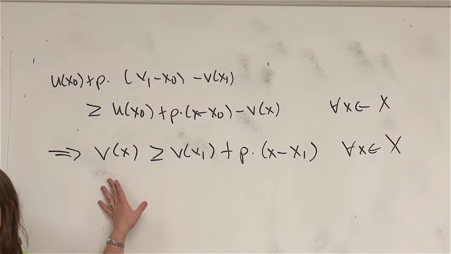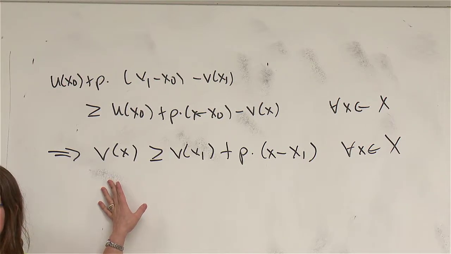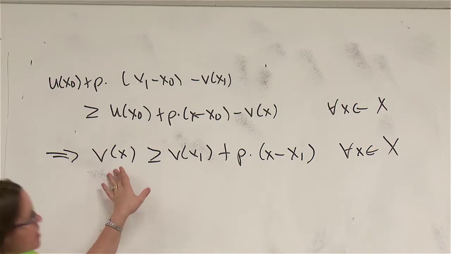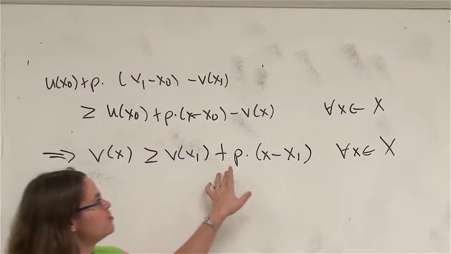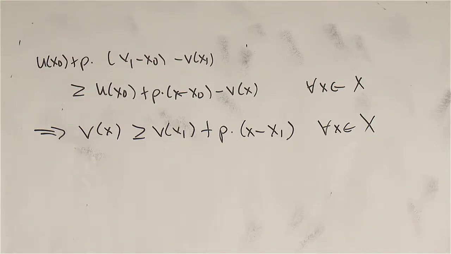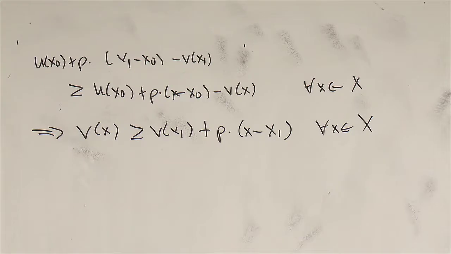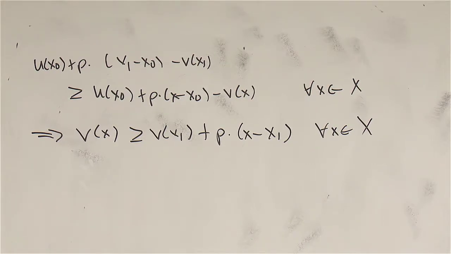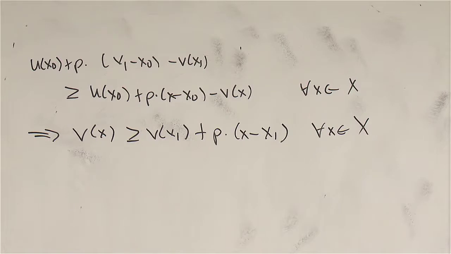So where have we seen expressions like this before? V of x is greater than V at some reference point plus p dot x minus our reference point. What's that? It's a maximizer, but where do we see this kind of maximizer come up? This is a definition of something. It comes up in the definition of the subgradient.